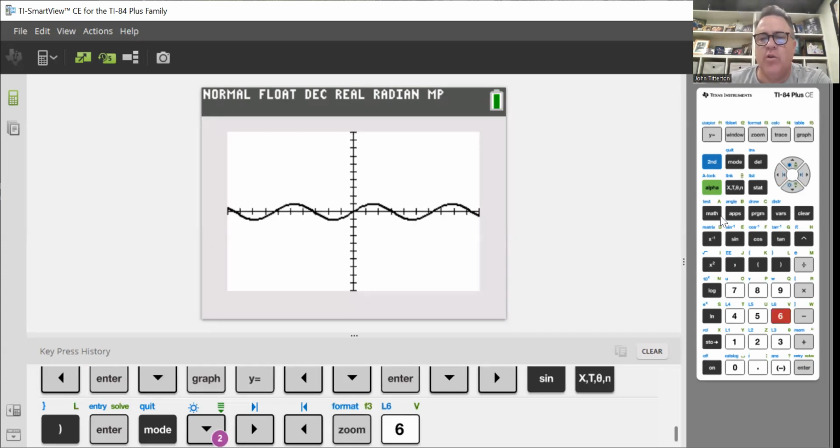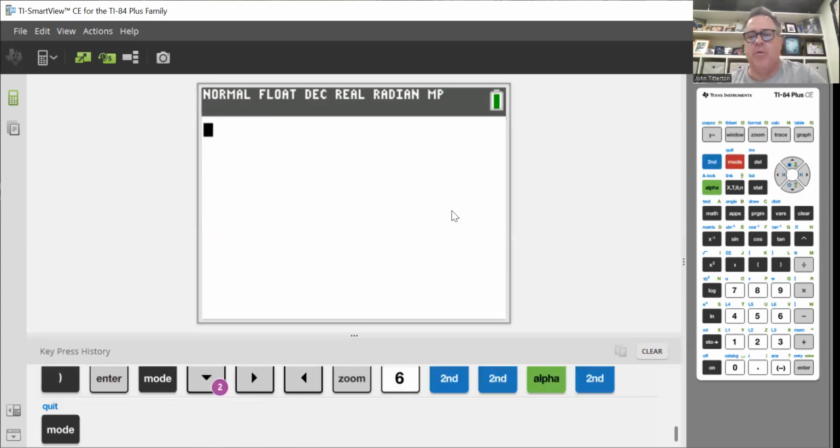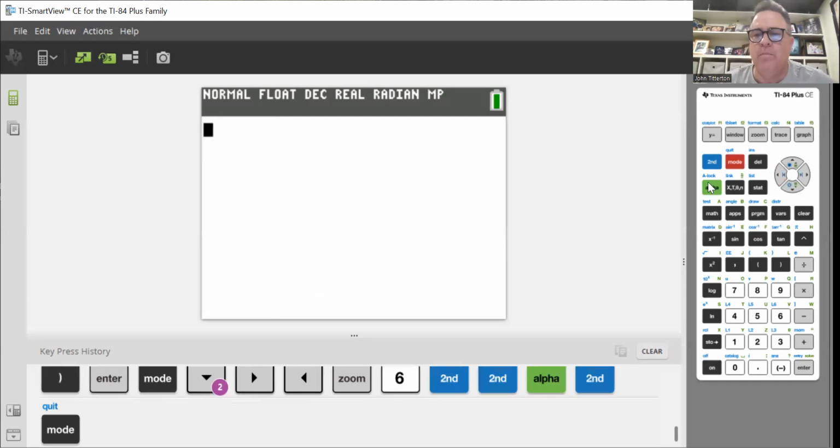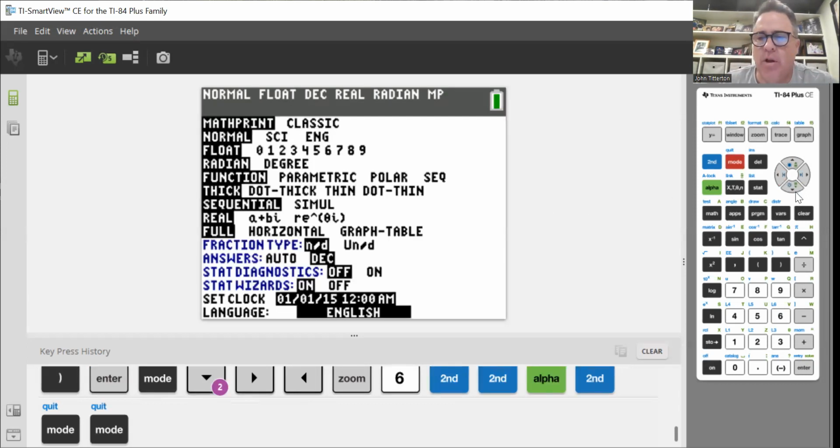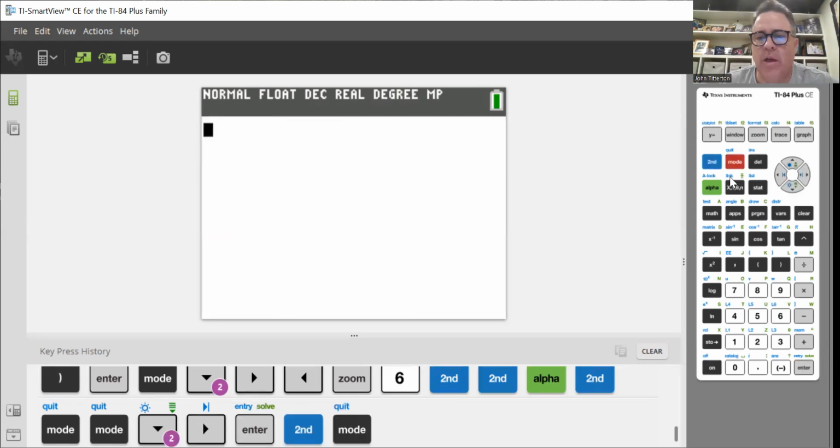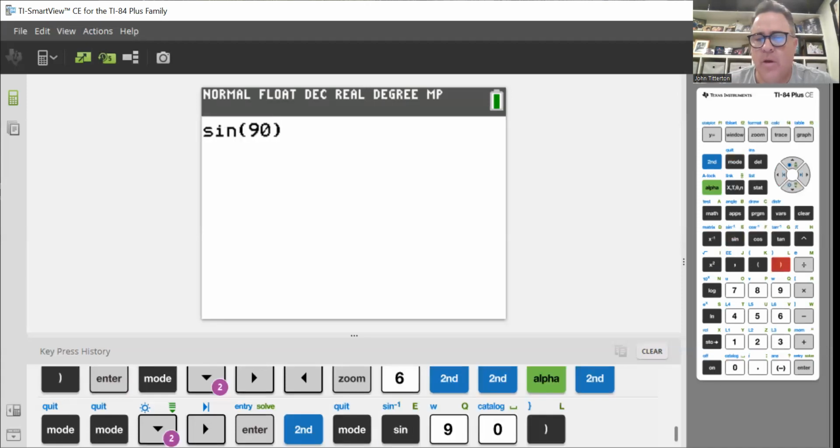Let me show you how degrees works. So we're going to get out of this. We hit second, mode, quit. Put this back here. I'm working with sine of 90 degrees, and I happen to know that's 1. So I'm going to hit mode, and I'm going to hit degree, and enter, and quit out of that. So I go with sine of 90 degrees. That's 1.